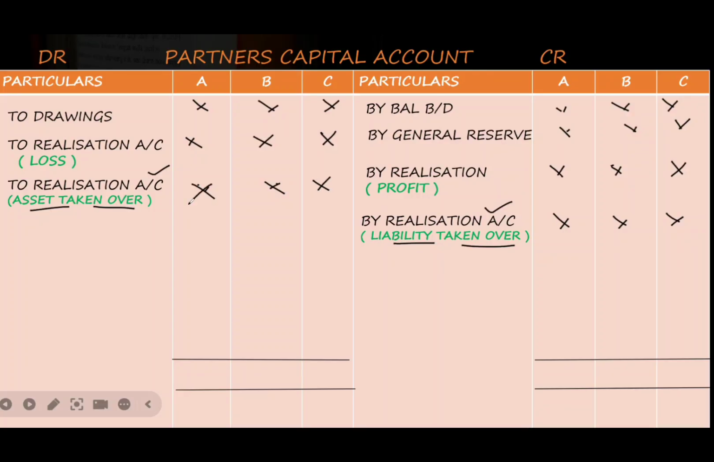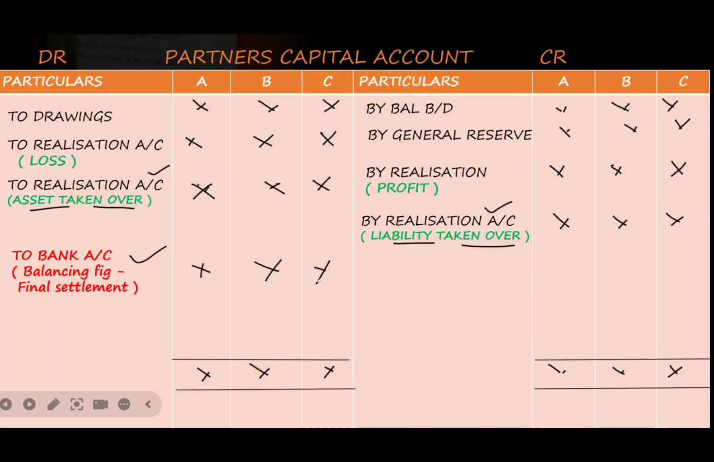Now, with this, we have to find out the total. The total will be calculated and then find the balance. The highest balance can be on the debit side. So this will be the final settlement which will be transferred to the bank account, to the partners of the firm. That is the final settlement which will be transferred to the bank account.